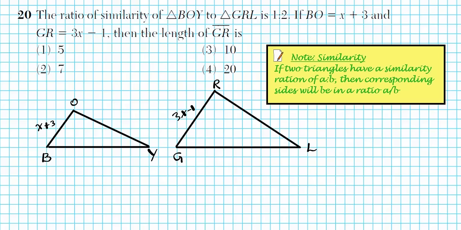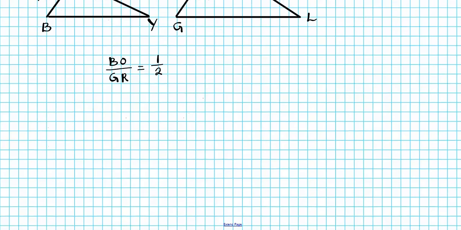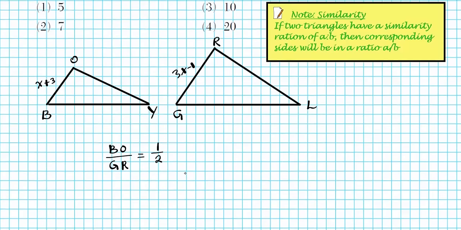minus 1. Since they're in the ratio of 1 to 2, these corresponding sides are going to be in the ratio of 1 over 2. So what I'm saying in essence is the ratio of these corresponding sides, BO over GR, is going to be equal to this ratio, 1 over 2. Okay? Now, what is the measure of BO? BO is an algebraic expression, x plus 3. How about GR? GR is another algebraic expression, 3x minus 1 equals 1 over 2.